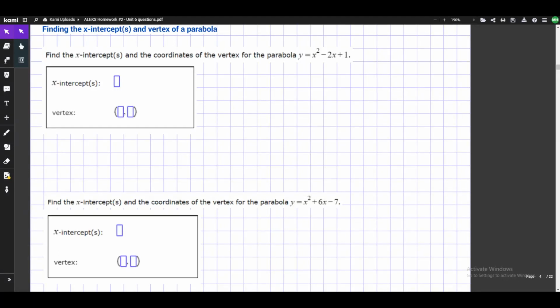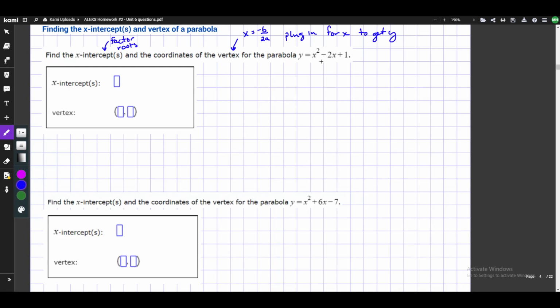Finding the x-intercepts and vertex of a parabola. So remember, x-intercepts: the way that we're going to find those is we're going to factor. The x-intercepts are your roots, so it's the factors set equal to 0. For the vertex, we start with x equals negative b over 2a, and then plug in for x to get y.